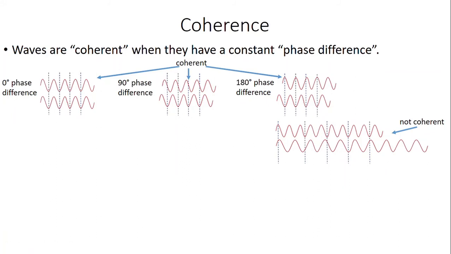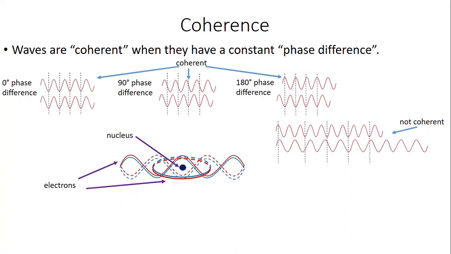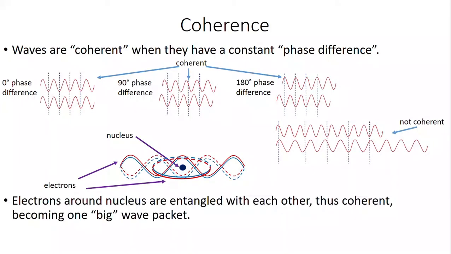What this has to do with atoms is that the electrons around the atom are entangled with each other. So here's an electron in a ground state and one in a higher state, and they're vibrating in place, and they're entangled with each other, hence the red and the blue. And because of that, that makes them coherent. And because they're coherent, you can write them as one big wave function. And in this parlance that I'm talking about, you have one big wave packet that you can deal with.